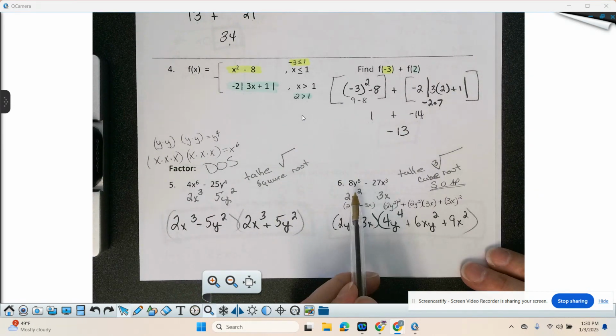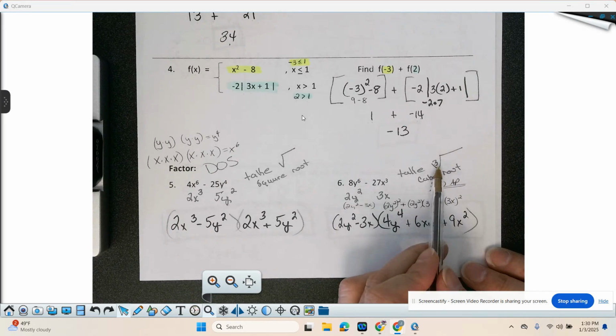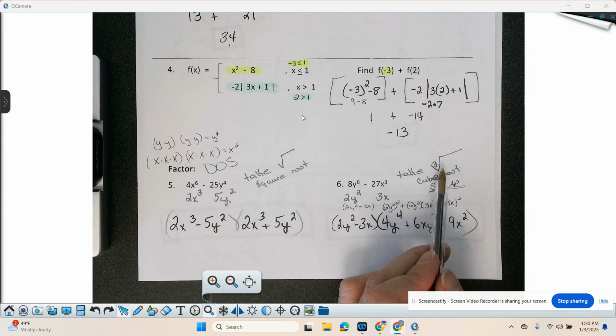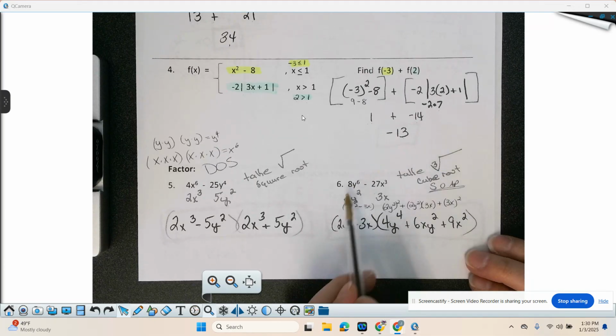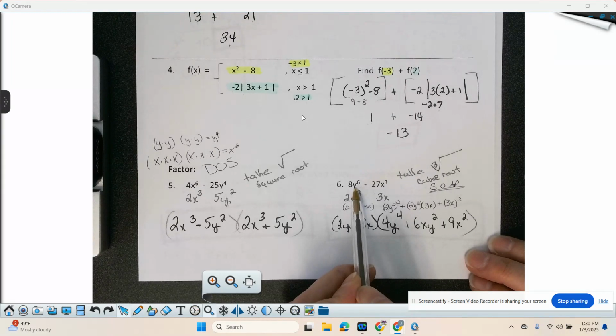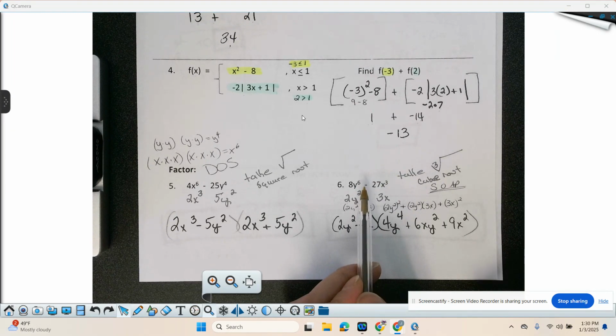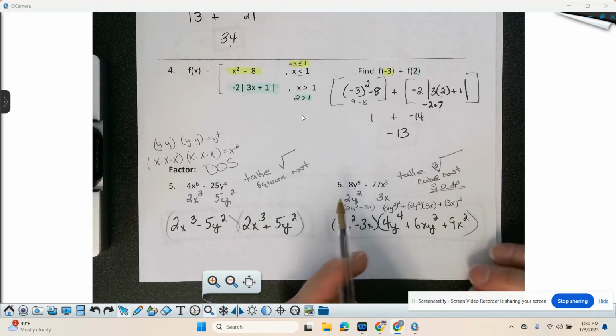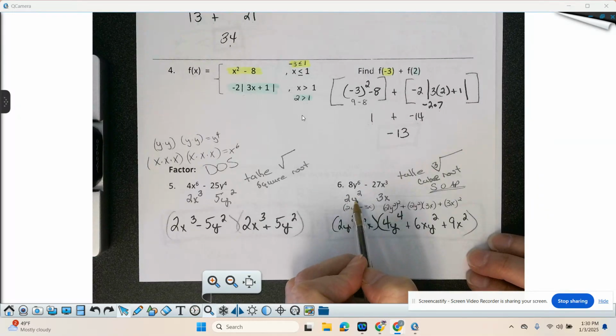Number 6, that's the one, because these are cubes, we're going to take the cube root. So what number multiplied by itself 3 times would be 8? So 2 times 2 times 2. And then y to the 6th power, taking the cube root of that, you're going to really divide through by 3, because you're grouping it up into 3's. So that's going to be y squared, y squared, y squared.